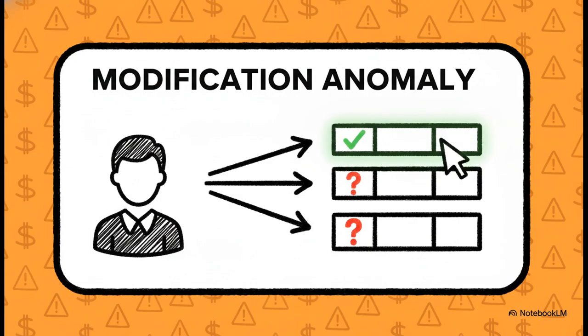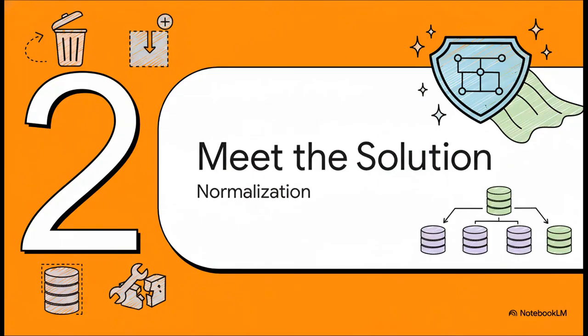And finally, this one is a real headache, the modification anomaly. So Margaret Simpson, employee 100, gets a well-deserved raise. Great for her. But for us, to update her salary, we have to hunt down every single row where her name appears and change it. If you miss just one, and it's easy to do, your data is now inconsistent. It's inefficient and just asking for errors.